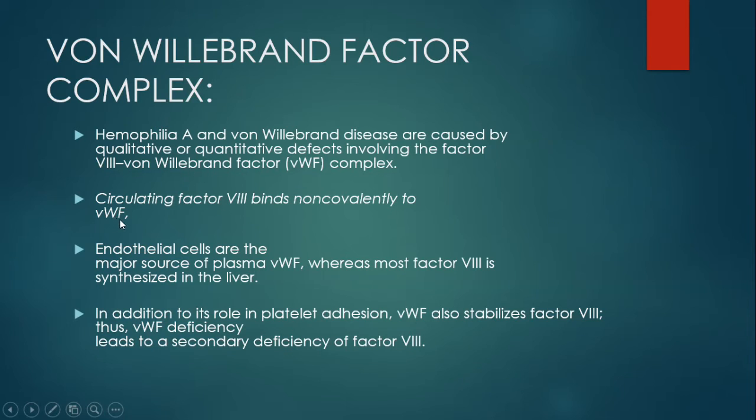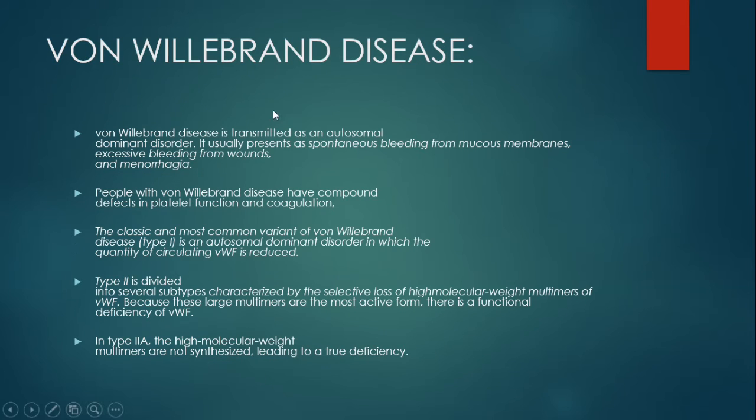Endothelial cells are the major source of plasma VWF, whereas most factor 8 is synthesized in the liver. In addition to its role in platelet adhesion, VWF can also stabilize factor 8. Thus, VWF deficiency leads to a secondary deficiency of factor 8. Okay. Now, von Willebrand disease. Von Willebrand disease is transmitted as an autosomal dominant disorder. It's a genetic disorder that is autosomal dominant.